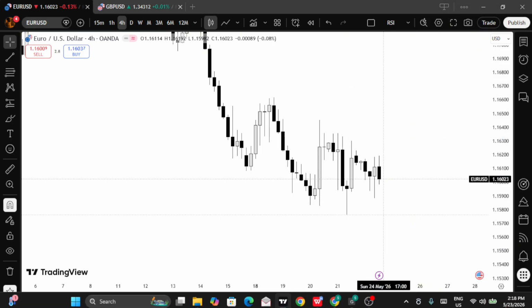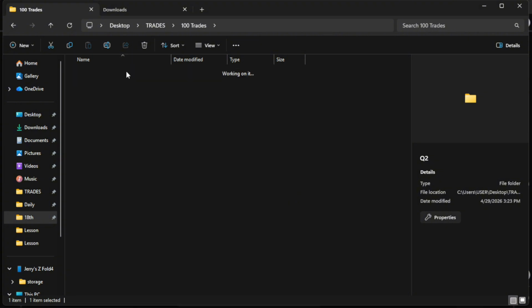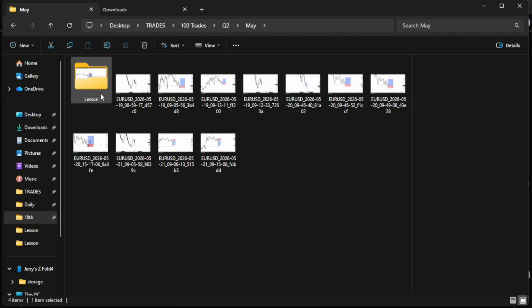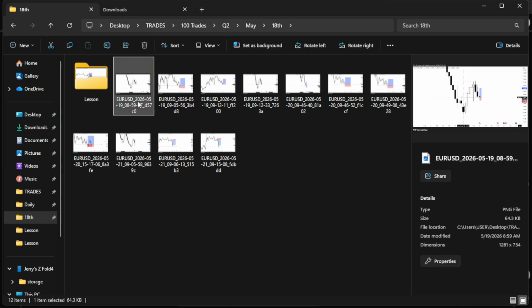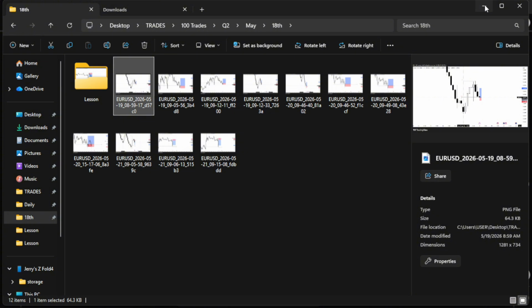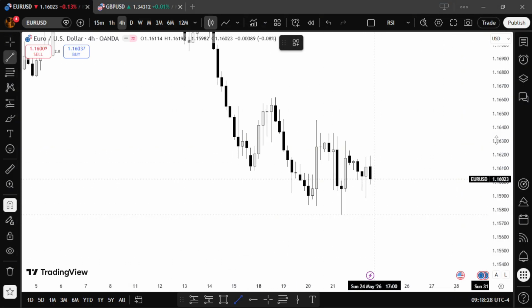So this week I executed three times. These are the trades I executed. Should I go to the chart? Okay. So first of all, my first trade was on, I guess, Tuesday.